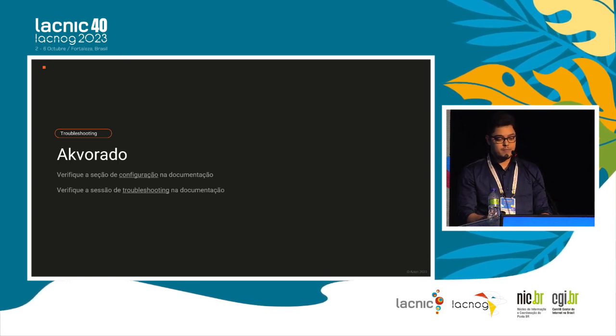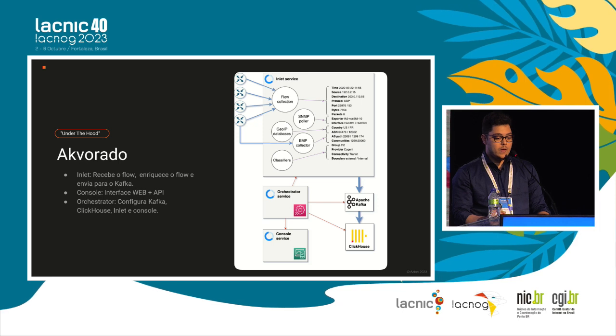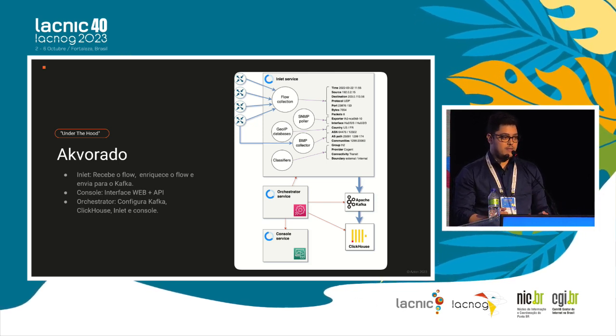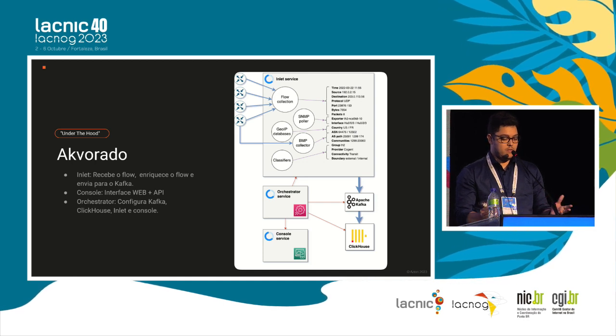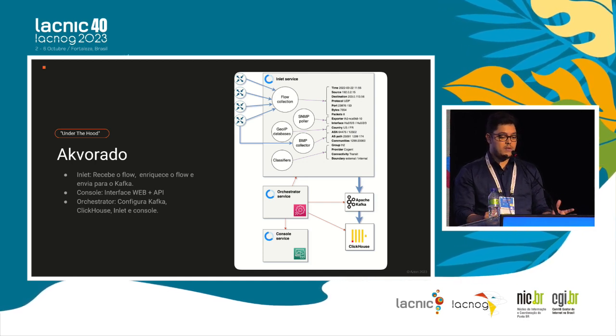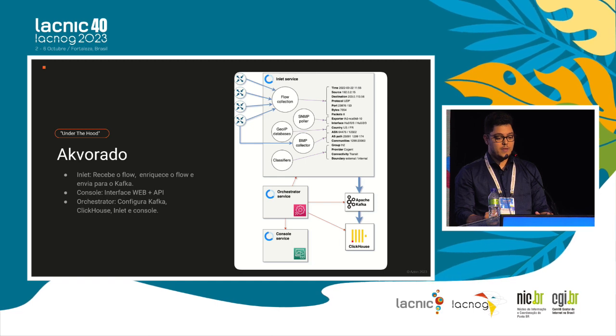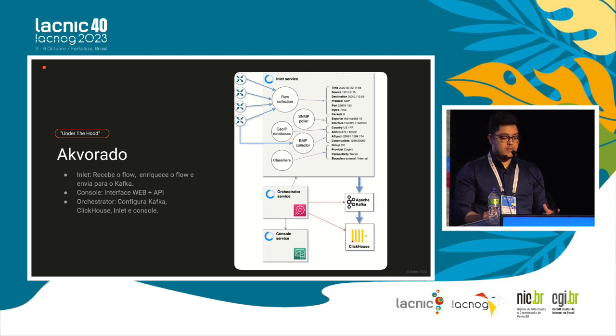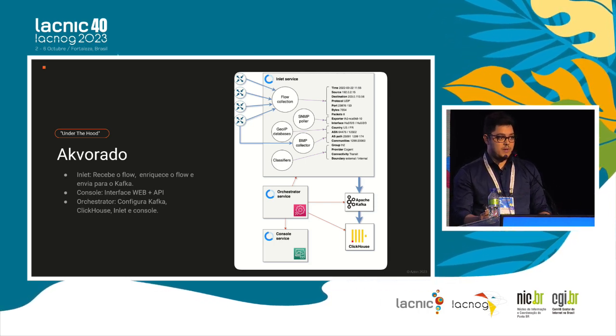So I do encourage you to visit these links when you do the implementation. Regarding the function of Akvorado, it has three main services. The first one is the inlet, which I already explained. It receives the flow, it enriches the flow, and then sends it to Kafka. But it doesn't only do that.